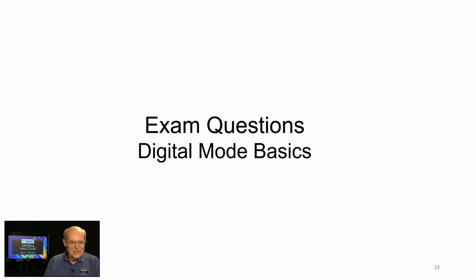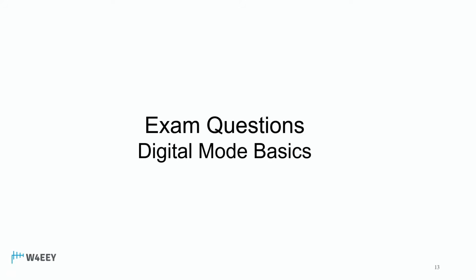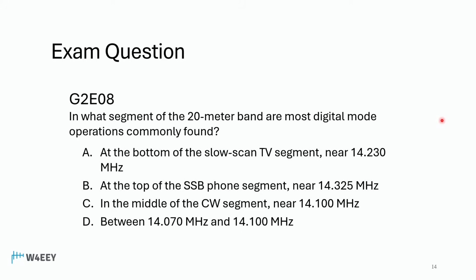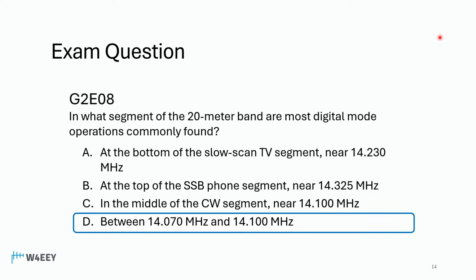Well, we just talked basics, and we're already into some questions. In what segment of the 20-meter band are most digital mode operations commonly found? And hopefully you remember my shortcut. D? Delta? Yep. My shortcut was remember .070. There's a couple of questions I think where that's going to help you here. So you don't have to go memorizing all of these bands and frequencies. Just go for the 070 and you'll have the right answer.